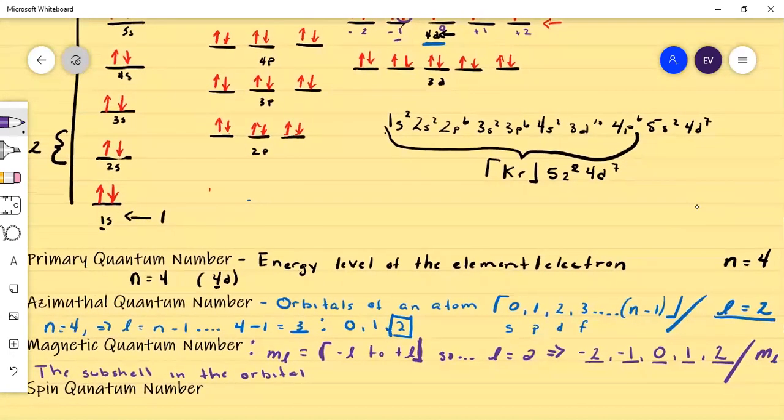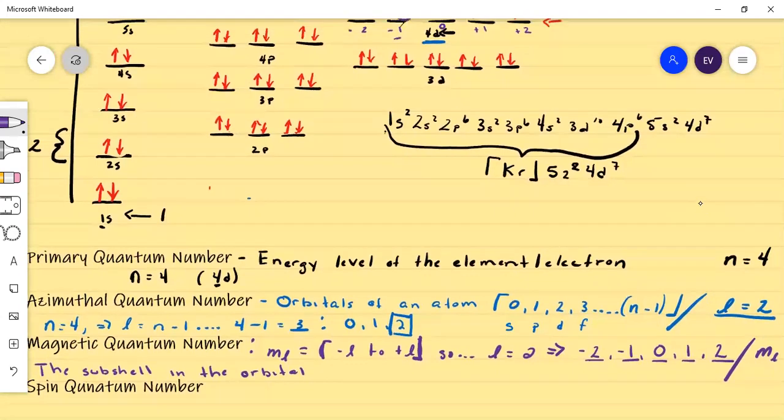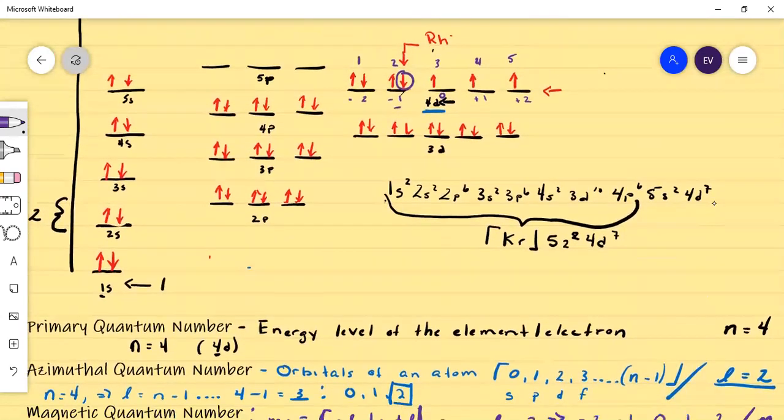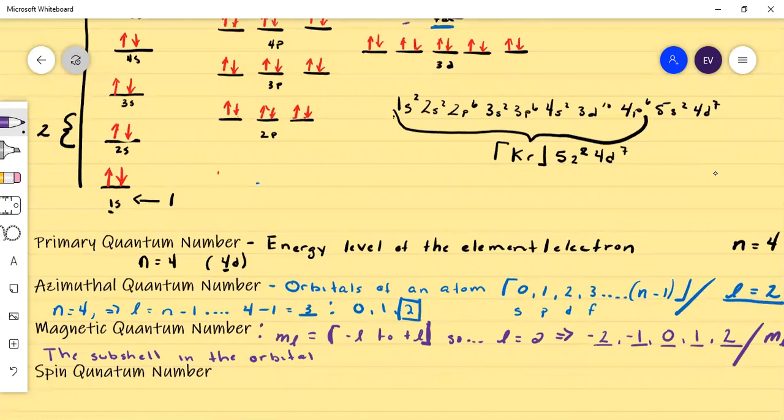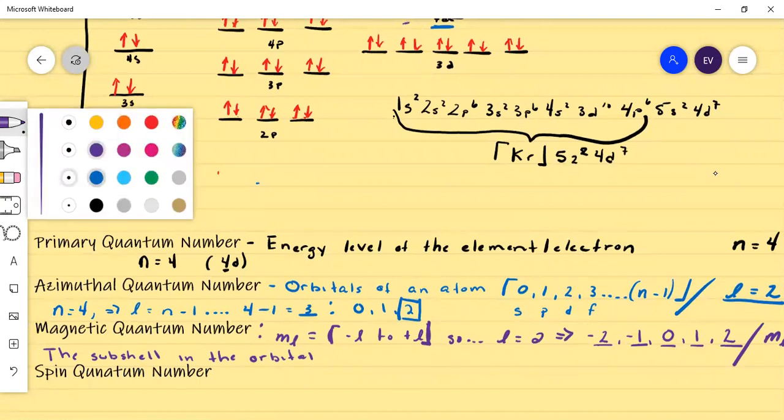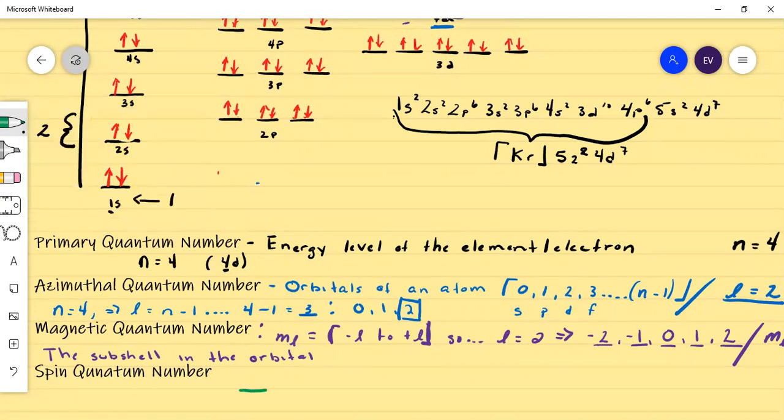The last quantum number is the spin quantum number. So in every subshell, you have two possibilities. Okay, you can have a subshell that has 1 electron. If it has 1 electron, that means that that subshell contains a positive 1/2 spin, right? Or you can have a subshell that has a positive and a negative electron. Like for example, this guy has both.